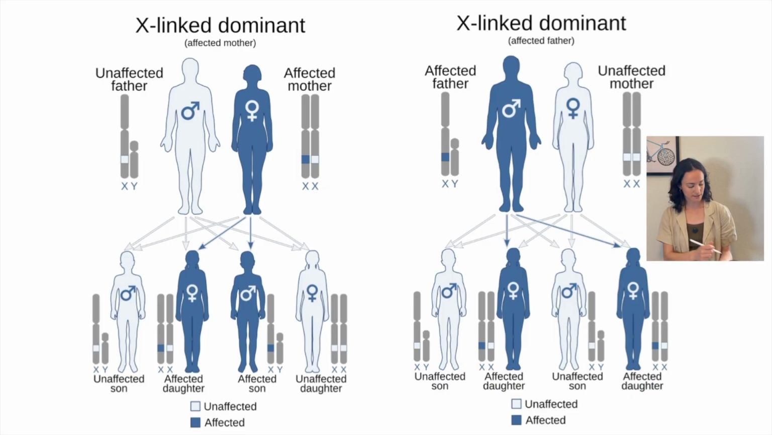On the right-hand side, we have a diagram where the affected individual is the father. They're not technically a heterozygote, right? Because they only have one X chromosome, so that's all they get. But if you were to do your Punnett square, you find that still only half of the children are going to be affected. But in this case, it shifts, and it would be only the females. So kind of interesting, right?